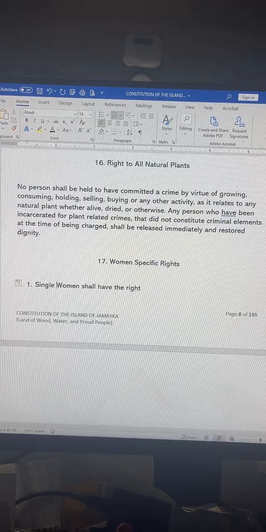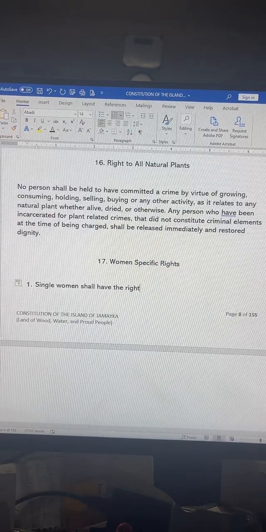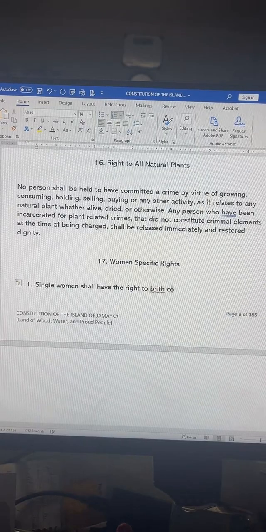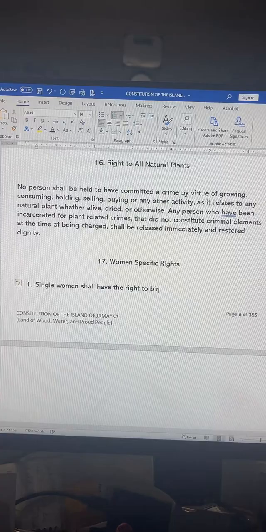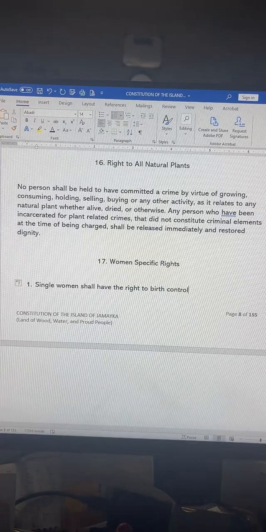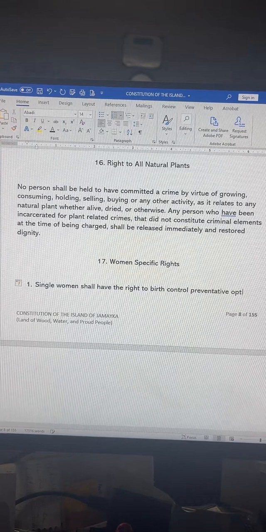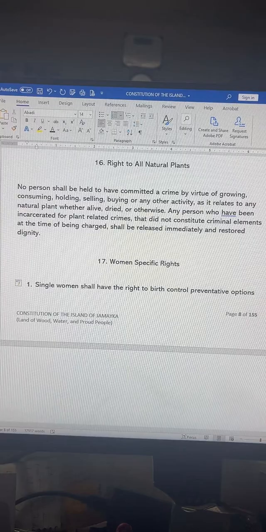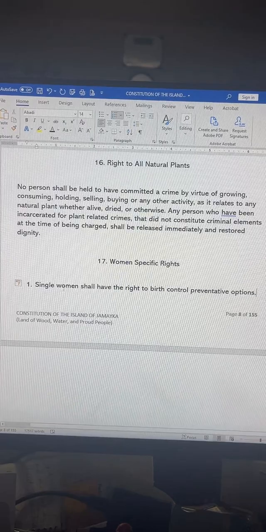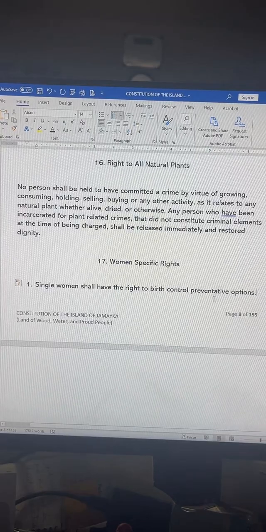A single woman shall have the right to birth control, preventative options. All right. So a single woman shall have the right to birth control preventative options.